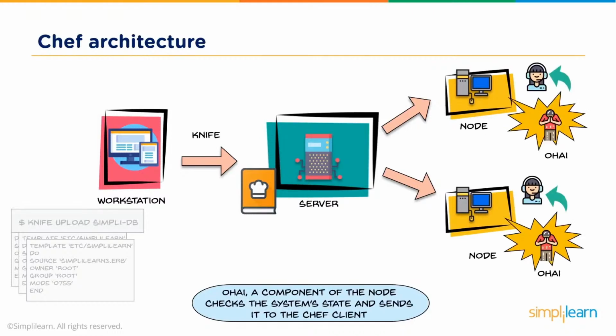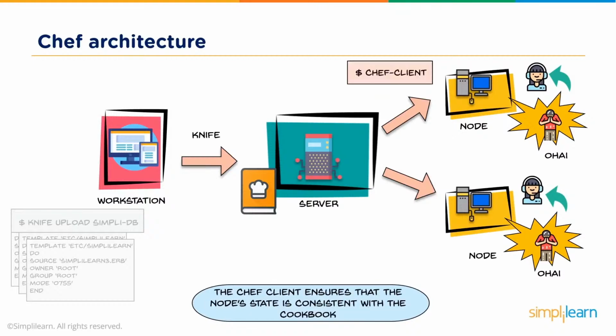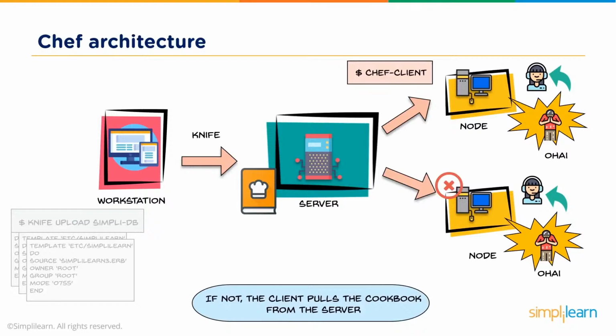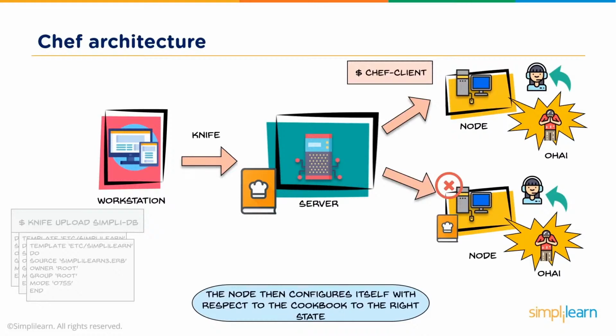We then move on to our node machines. At our nodes, we run the Ohai service. The Ohai service will collect all information regarding the current state of your nodes and send it over to the Chef Client. When you run the Chef Client, this information is sent over to the server and tested against the cookbooks. So if there is any discrepancy between the current state of your nodes and the cookbook, that is, if one of the nodes does not match the configurations required, the cookbook is then fetched from the server and executed at the node. This sets the node to the right state.